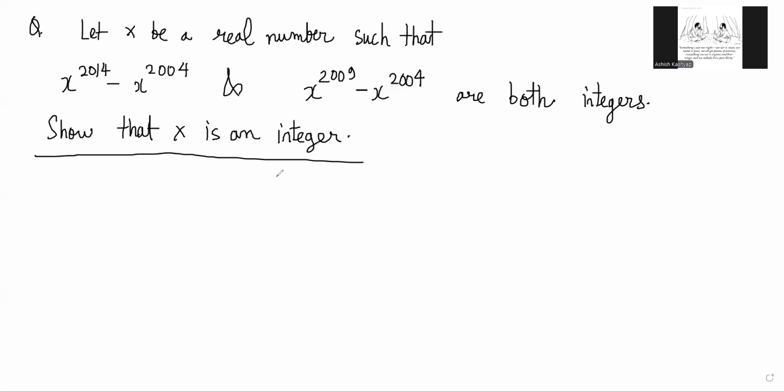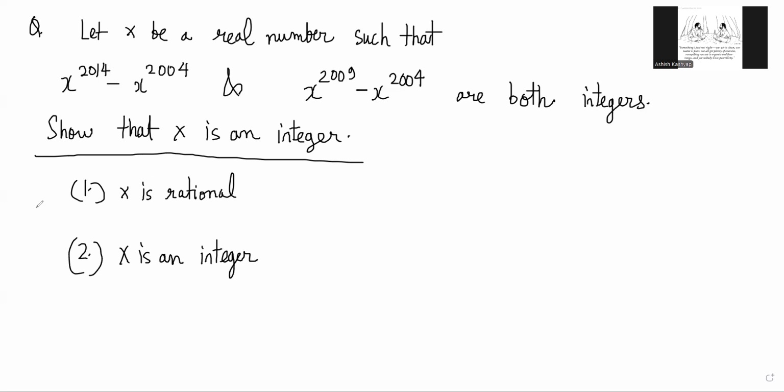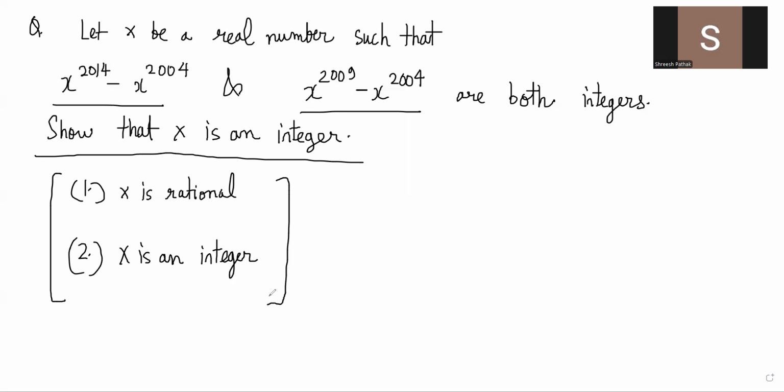To show that this is an integer, you should do it in two steps. First, you have to show that x is rational, and next you have to show that x is an integer. Right now, you're not guaranteed that x is rational. What is given is that this and this are integers. That doesn't mean x is rational. So we can take both to be equal to some integers k1 and k2 and then divide the two expressions. You can do that.